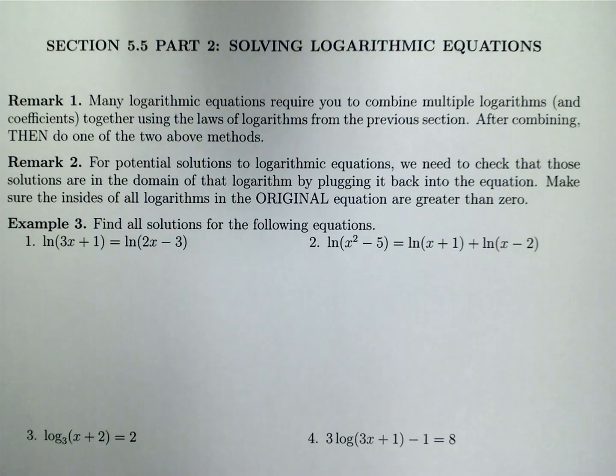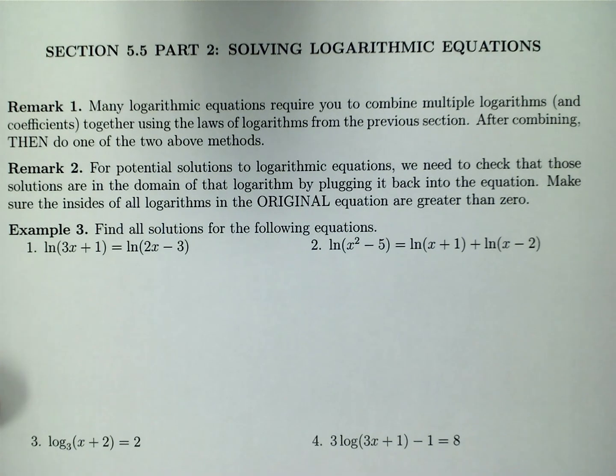Many logarithmic equations require you to combine multiple logarithms and coefficients together using the laws of logarithms from the previous section. Then after you combine, you can use one of the methods we talked about when solving exponential equations. We can either make the two sides look the same and set the insides, or the exponents, equal to each other, or we can use inverses or equivalent equations to solve. So let's start with the most basic one.